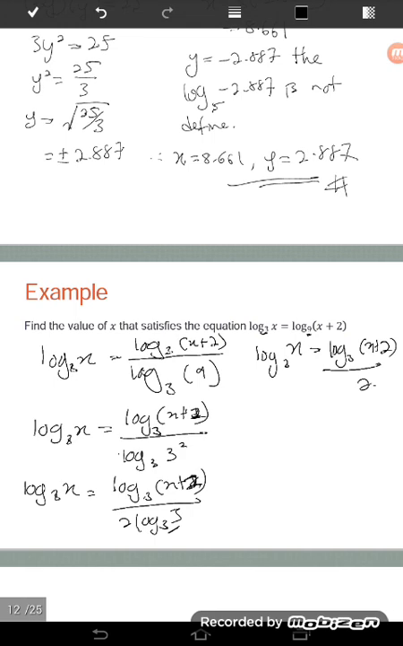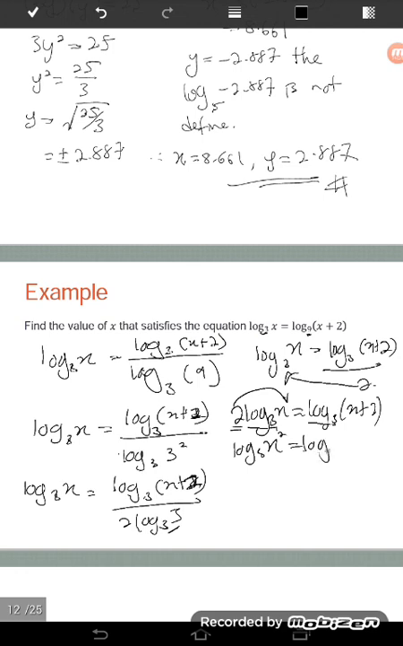Next, bring this to the left. So you will have 2 log x base 3, which is equal to log x plus 2 base 3. Now we already have log base 3 and here also log base 3. Only here we have 2. So this 2 we need to bring to another side, we bring it up, in order to make the coefficient 1, because here is 1. So log x power of 2, which is equal to log x plus 2 base 3.